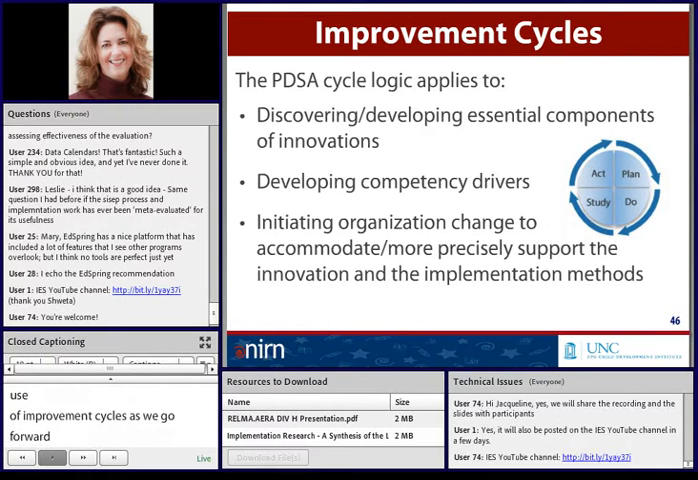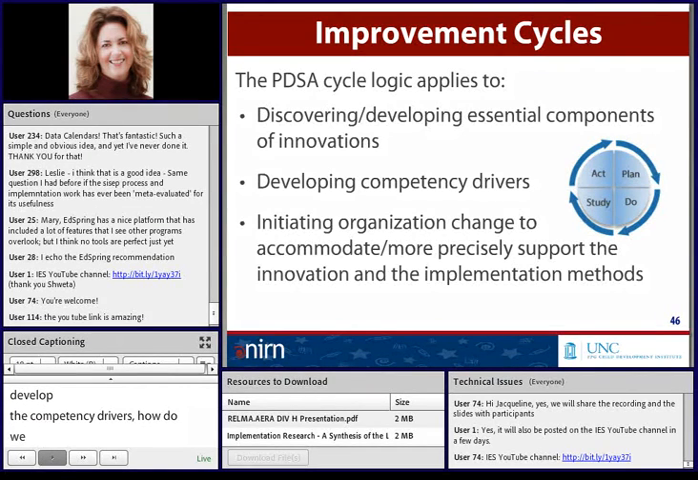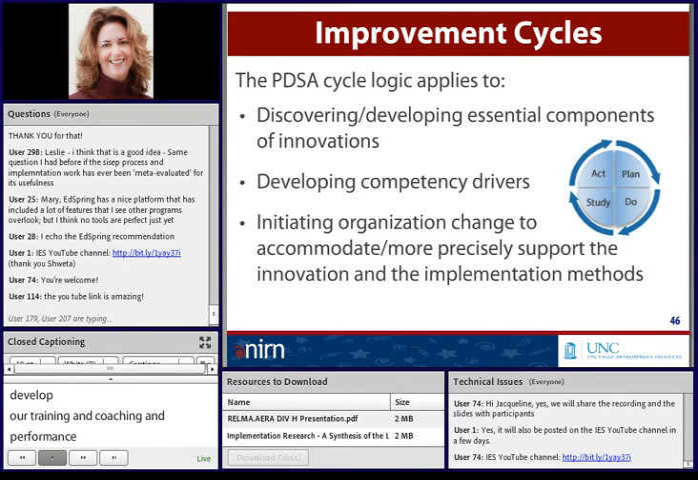So why do we use improvement cycles? Intentional and purposeful use of all 5 steps helps us, 1, discover and develop those essential components of the innovation when it's not as clearly defined as we need it to be. It helps us develop those competency drivers. So how do we improve upon our selection or develop our training and coaching and performance assessment practices? And it helps us initiate the organizational change that is needed moving forward in order to create that enabling context.